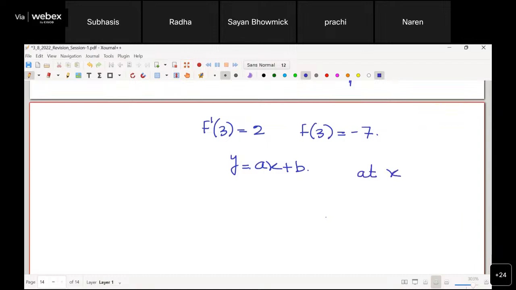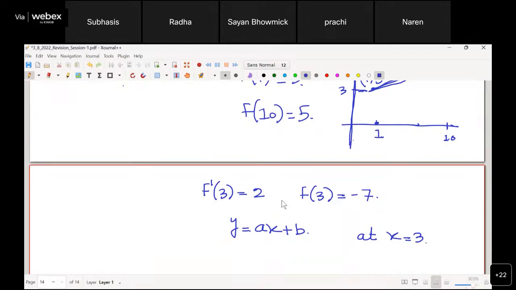Find a plus b. I approached it in two ways, sir. One directly, that function f prime a into x minus x plus a minus f of a. That is the one function you can put now, sir. But I am getting 2 into x plus 3 minus of -7.